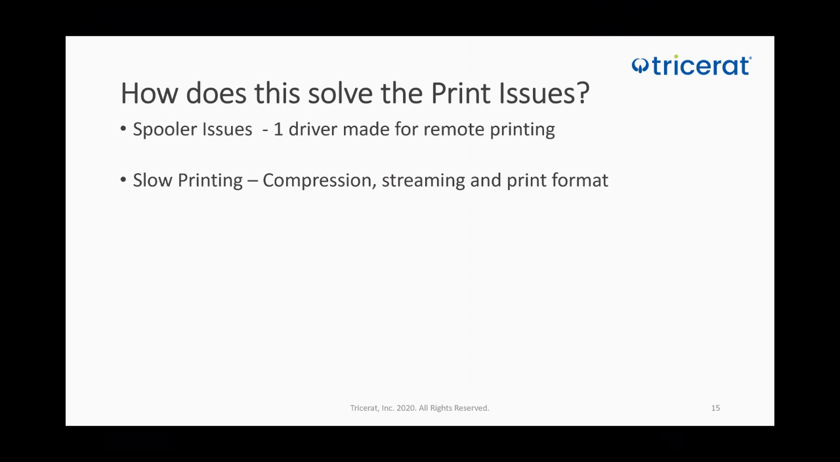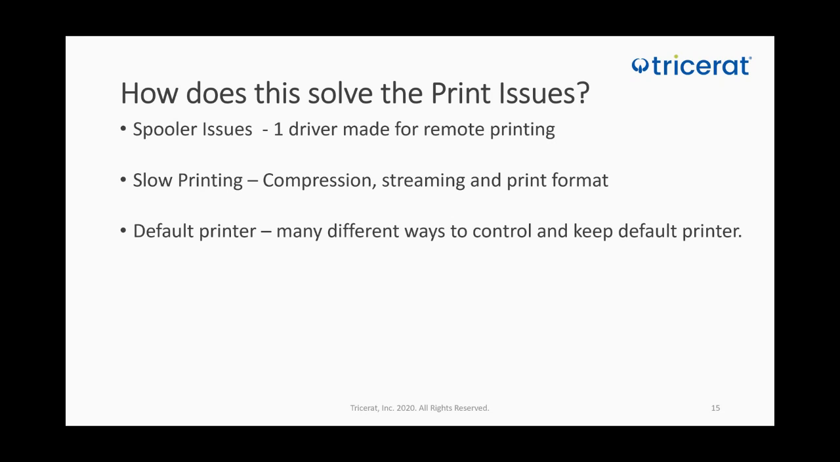Now, slow printing. Obviously, depending on what you're printing and how you set it up, it will depend on what speed you get. But with the compression, the streaming features, the way we spool each page and start printing quicker, it makes a big difference. And then the print format, the TMF, means that it will actually come out as it's supposed to come out and not look like something else. So that solves the slow printing part.